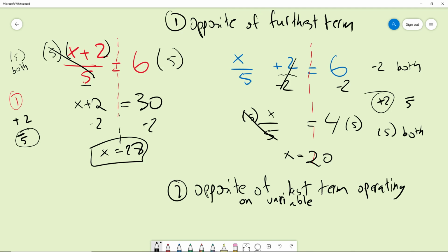4 times 5 is 20. The 5s cancel out when I'm multiplying by 5 to both sides. Alright, so these are two similar problems. Let me know if you have any questions.